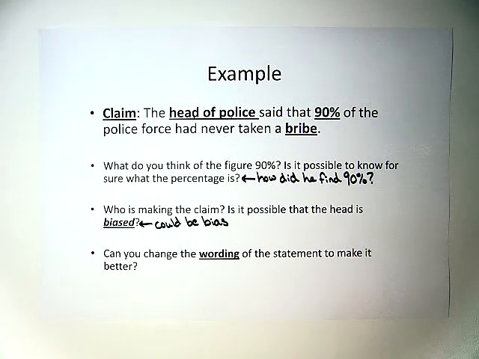And can you change the wording of the statement to make it better? You could say, the head of the police force found that an external audit of the division saw that 90% of the force had not taken a bribe. Okay, that would be giving the source. It would be coming from a source that's not biased. It would be coming from studies and surveys and everything like that. You're getting a better idea of how to explain your data and how trustworthy sources are.